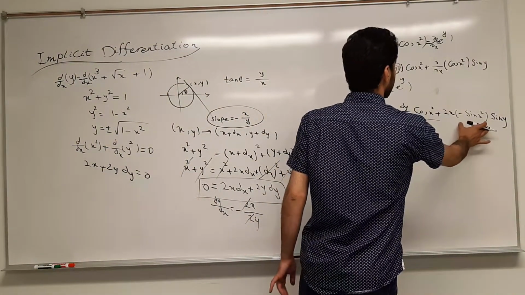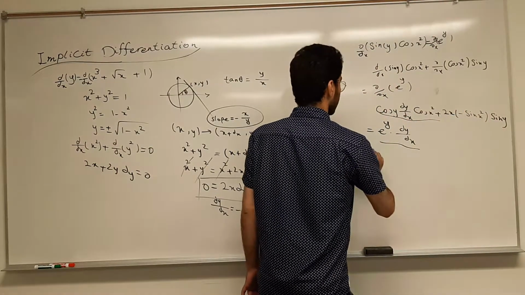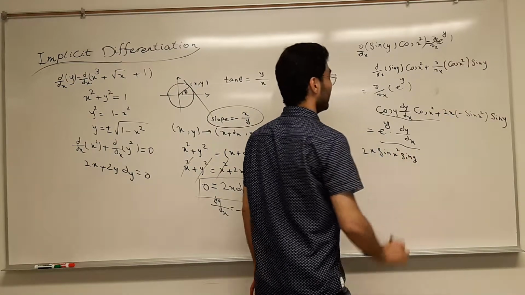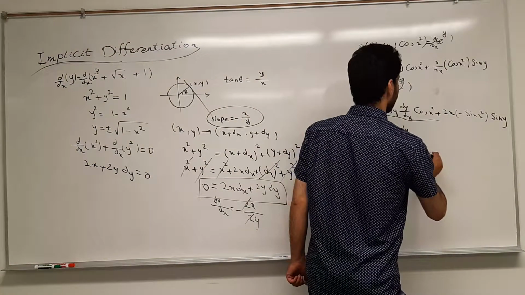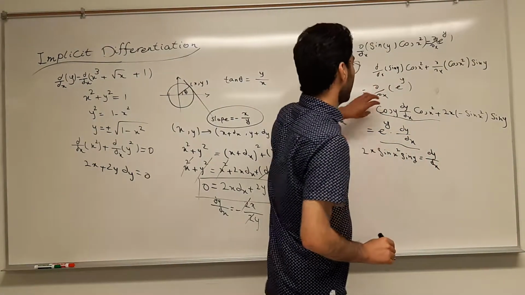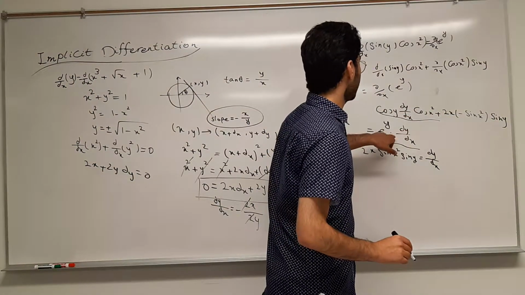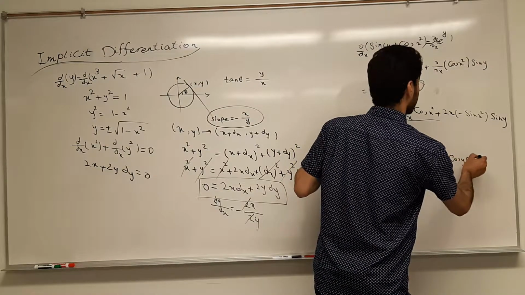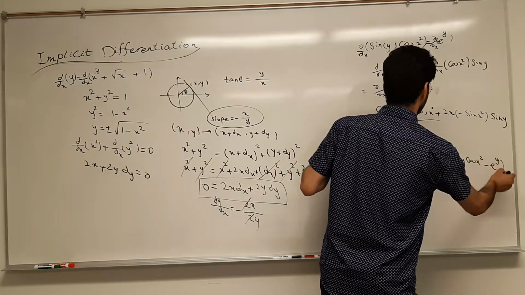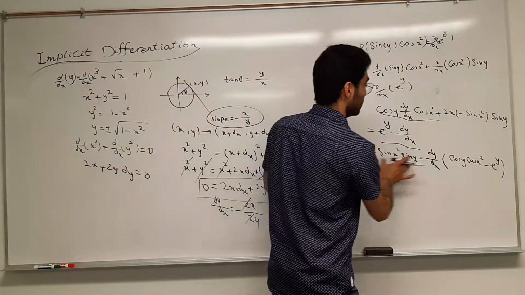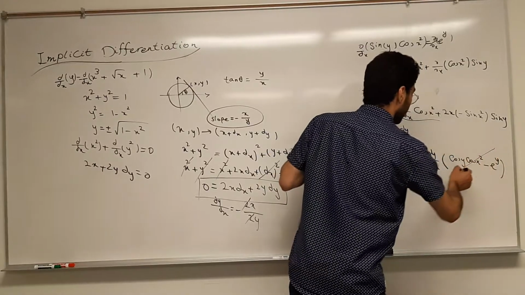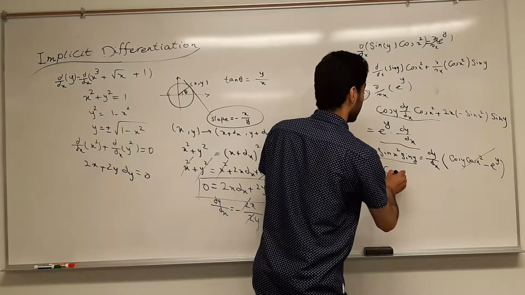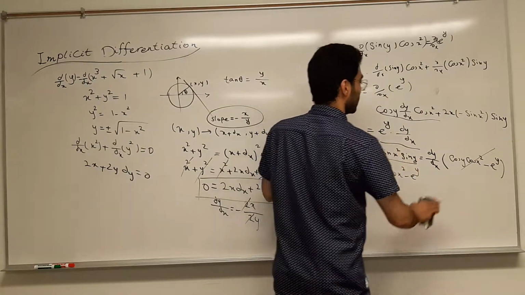So I move this term to the right, the negative becomes a positive, so I get 2x sine x squared sine y. And here I get dy/dx. So I kept this on this side, moved this to the right, and I move this to the left. I get cos y cos x squared minus e to the y. And then obviously you divide both sides by the coefficient of dy/dx: cos y cos x squared minus e to the y.